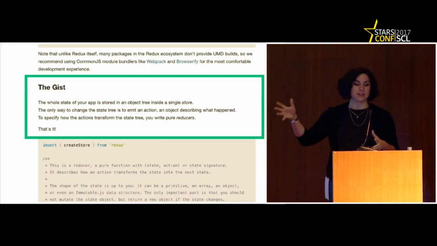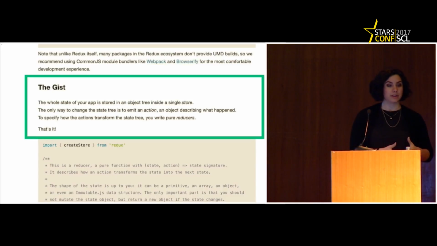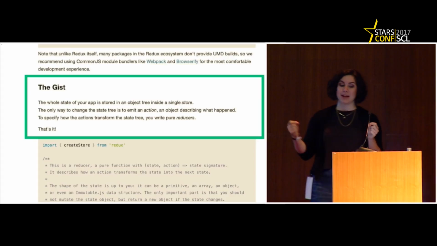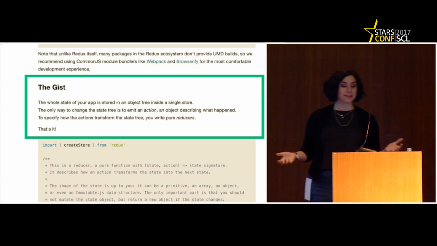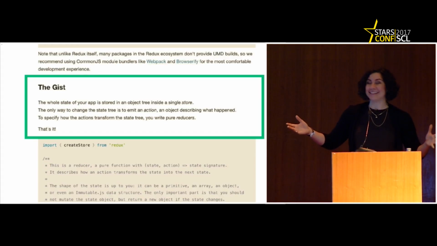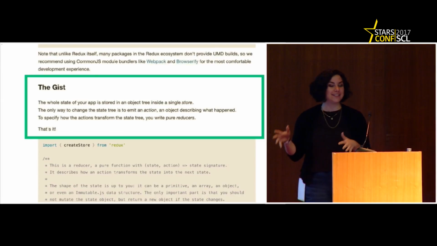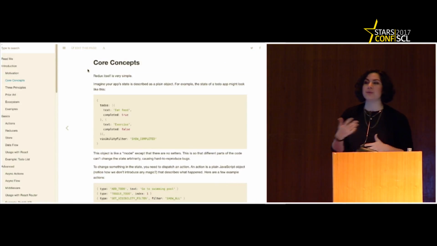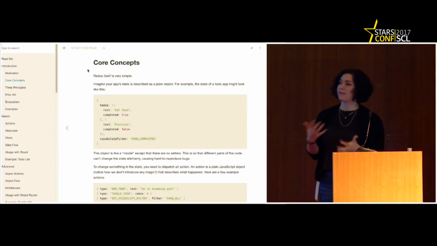Here's the gist. It's what it says on the website. The whole state of your app is stored in an object tree inside a single store. The only way to change the state tree is to emit an action, an object describing what happened. To specify how the action transforms the state tree, you write pure reducers. That's it. Got it? If you look further into the documentation, it starts off with "Redux itself is very simple." And it's true once you understand the basic concept of what it is. But when you start looking through this page, it doesn't really seem that simple right off the bat.